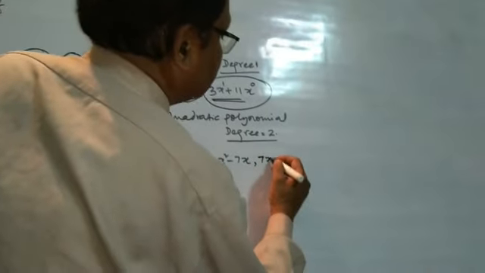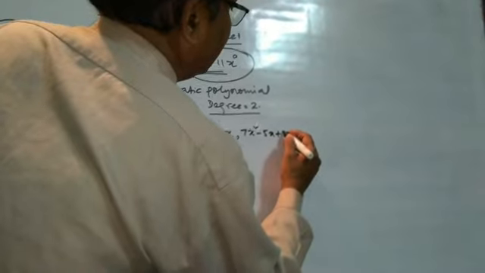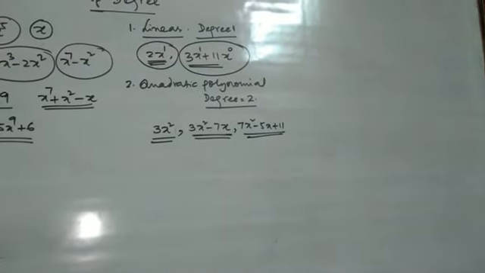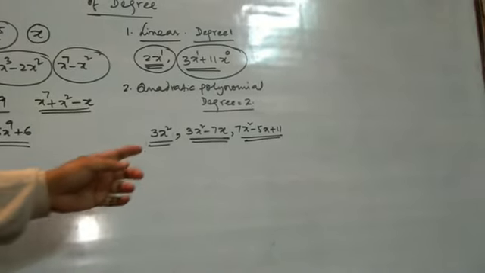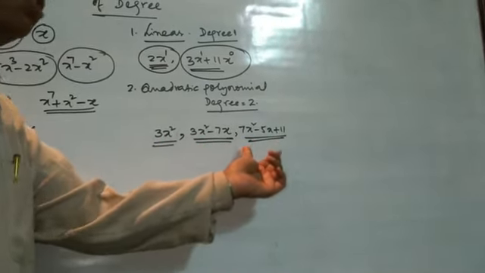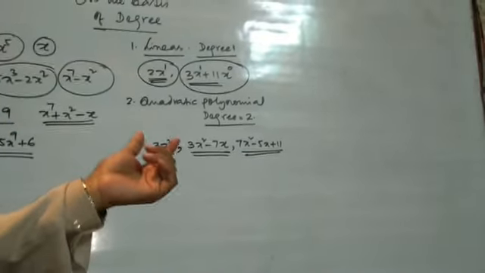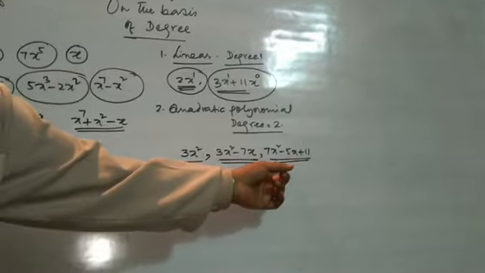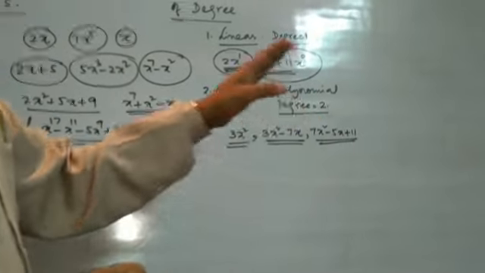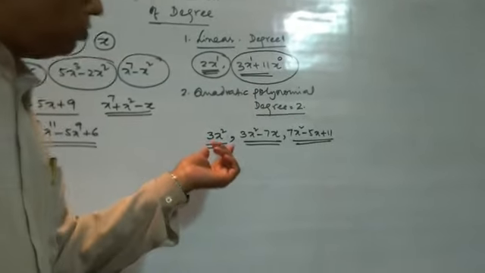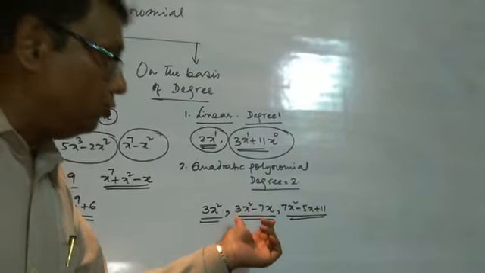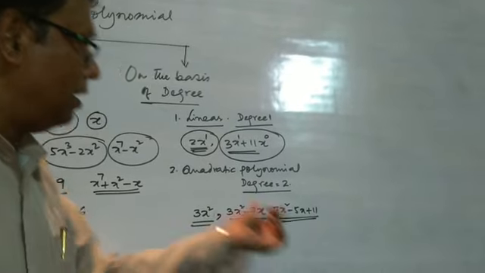And this one is 7x square minus 5x plus 11, a quadratic trinomial. There we have given 3 examples of the quadratic polynomial. And what we are finding is that in case of a quadratic polynomial, there can be 1 term, 2 terms, or 3 terms. So the maximum number of terms that a quadratic polynomial can have is 3, but not necessarily. This is also a quadratic polynomial having 1 term. So this is a quadratic monomial, this is a quadratic binomial, this is a quadratic trinomial.